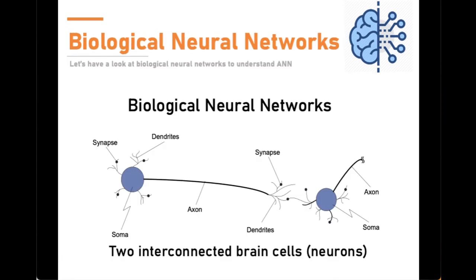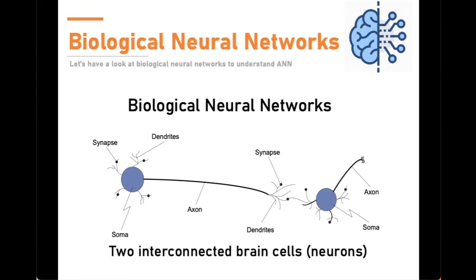Now I want us to have a look at biological neural networks, the networks that are in our brains, so that we can understand what ANNs are composed of. A biological neural network in our brains is a network of neurons that are connected by axons and dendrites. So we can see an axon here and the dendrites here.